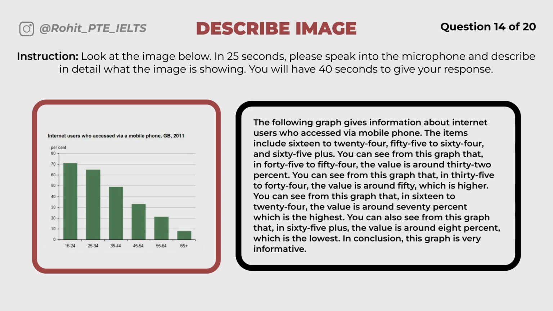You can see from this graph that in 35 to 44, the value is around 50%, which is higher. You can see from this graph that in 16 to 24, the value is around 70%, which is the highest. You can also see from this graph that in 65 plus, the value is around 8%, which is the lowest. In conclusion, this graph is very informative.